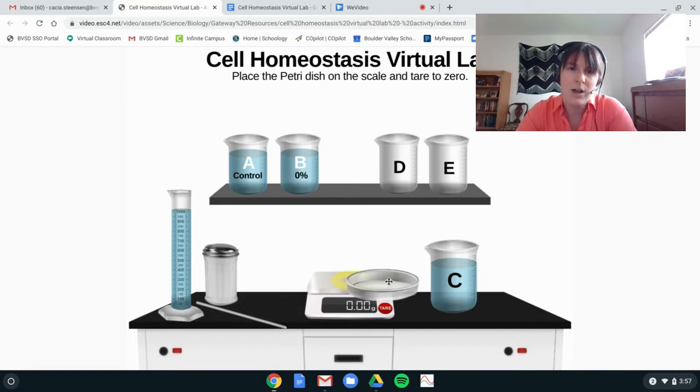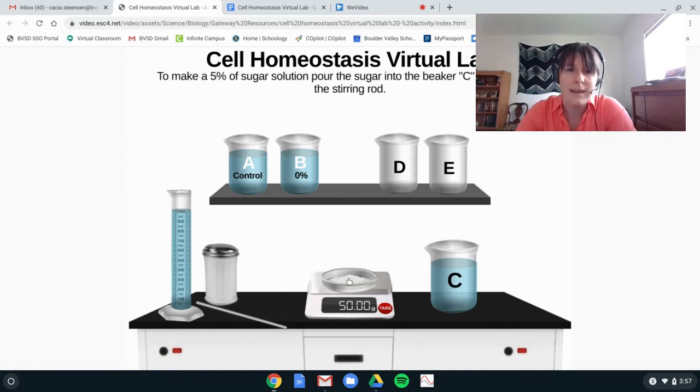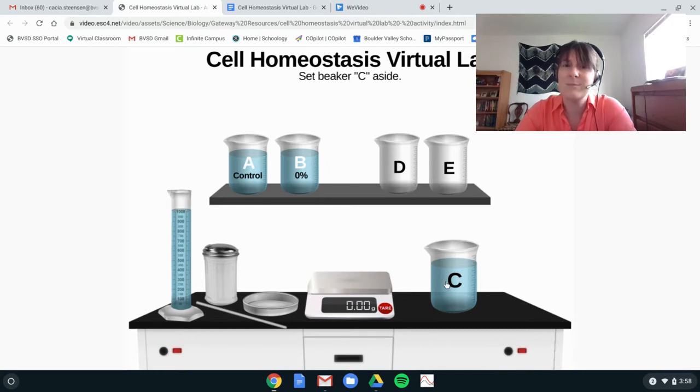So I put my petri dish onto the scale. I'm going to click this tare button so that the mass of the petri dish is ignored. Then I'm going to pour 50 grams of sugar into my petri dish. Awesome, looks like I got to 50. Now I'm going to take this, put it into the solution of 1,000 milliliters of water to get a 5% sugar solution. I can use the stir rod to mix it up real well. Now I'll make the rest of my solutions.